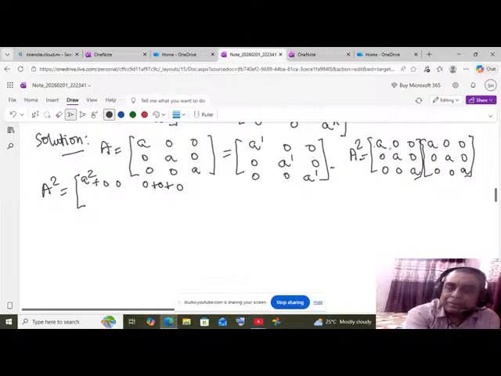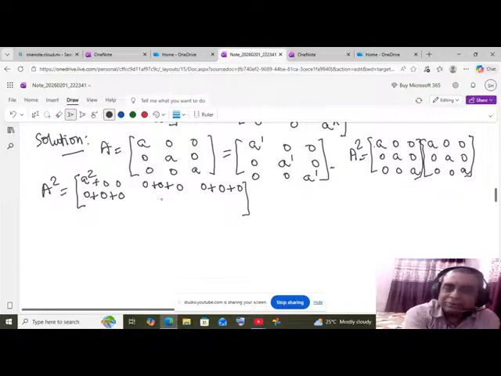Now multiply the first row with the third column and write it as the third element of the first row. A multiplied with 0 is 0, plus 0 multiplied with 0 is 0, plus 0 multiplied with A is 0. Now multiply the second row with the first column. That will be the first element of the second row. So 0 times A is 0, plus A times 0 is 0, plus 0 times 0 is 0.